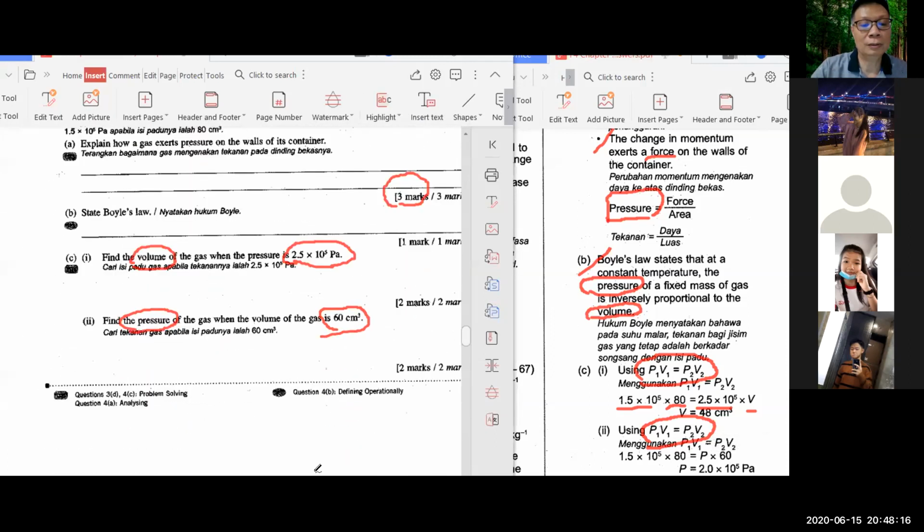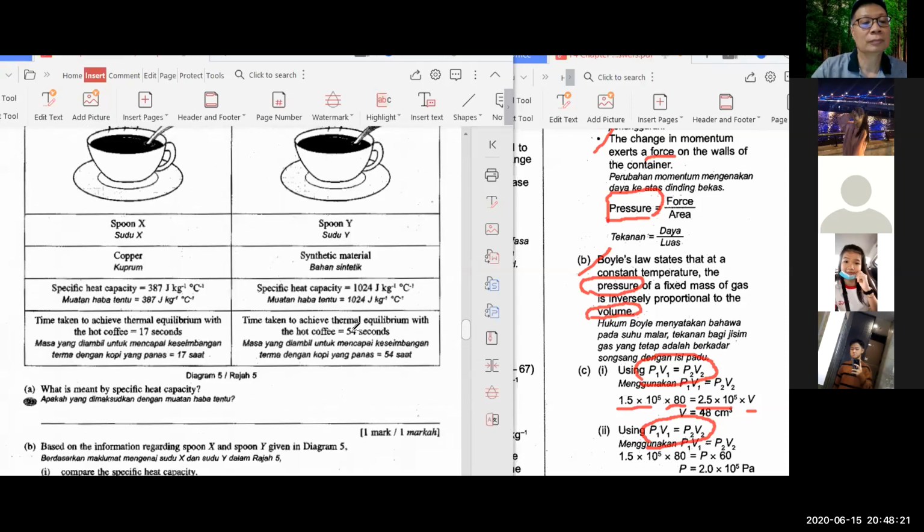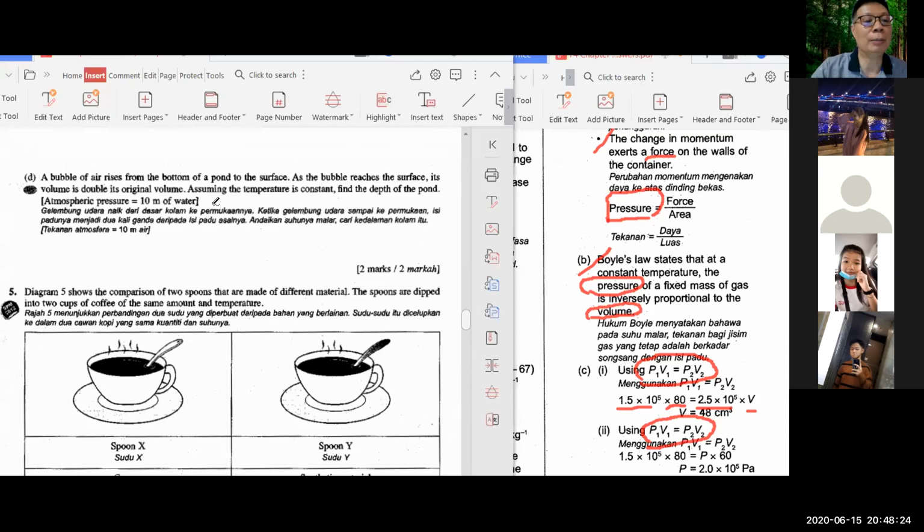And number 4. The last part is here, number 4. A bubble of air rises from the bottom of a pond to the surface. As the bubble reaches the surface, the volume is double the original volume. Now they never give you value, say double. At the bottom, then when it goes up to the surface, the volume doubles. Assuming the temperature is constant, find the depth of the pond.